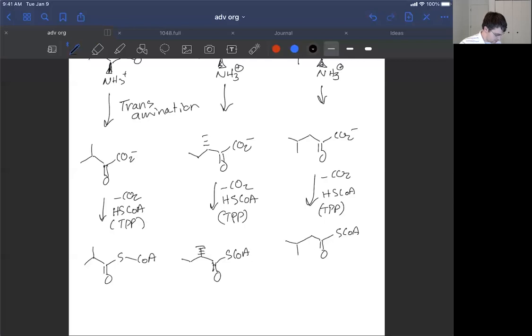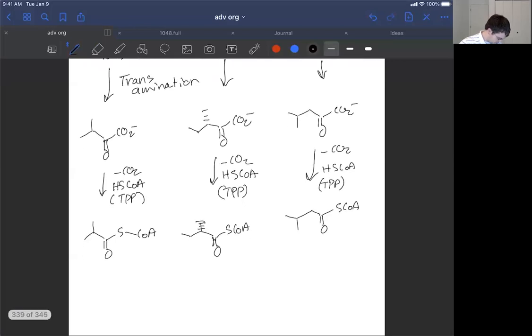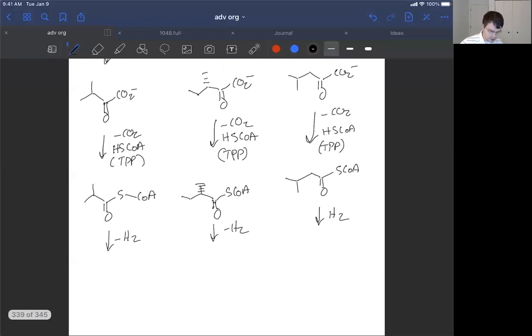And what we have here are some interesting intermediates. Let's see if the book walks us through this. These are each going to go on to different things, but it looks like in every case we do a dehydrogenation. So we lose H2 in every case to make a double bond added to the system that's in conjugation with the carbonyl. So we're going to now have an alpha beta unsaturated carbonyl.